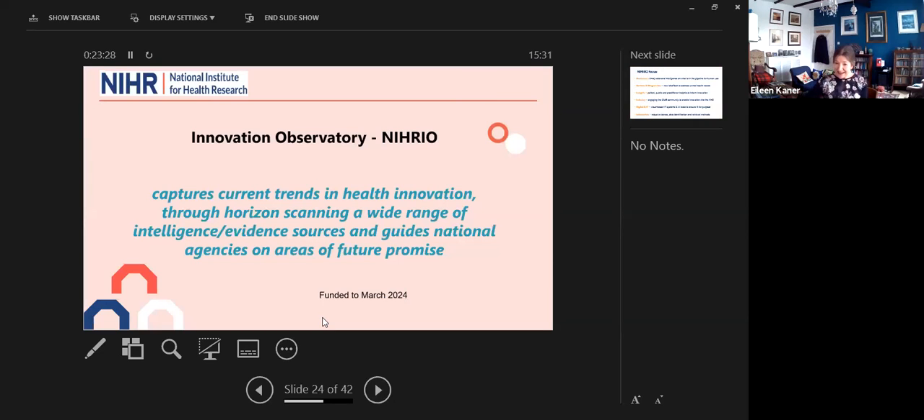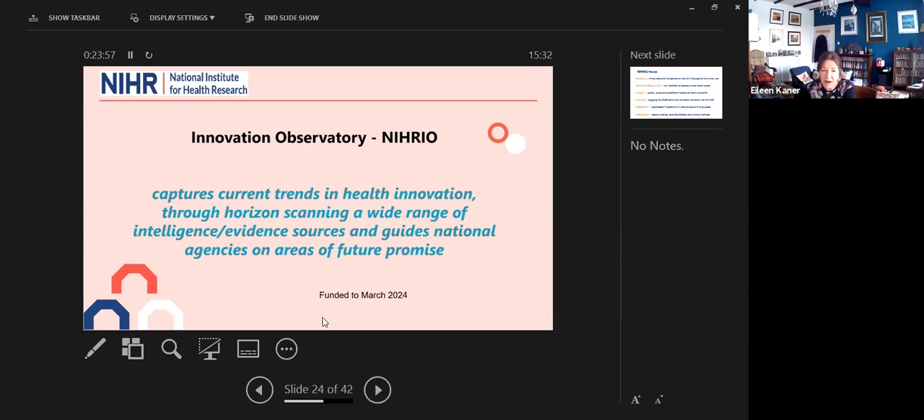Now, something a little bit different. It is a kind of like whistle-stop tour. We also have in our region something called the National Institute for Health Research Innovation Observatory, and there's only one of these in England, and we have it here in Newcastle. So this Innovation Observatory, or NIRIO, is funded till March 2024. I think it's had about £24 million worth of funding in its big envelope.